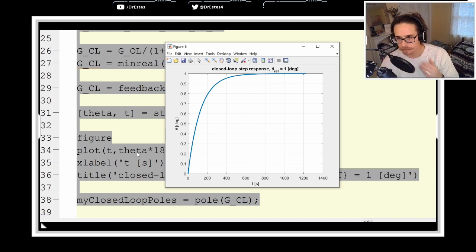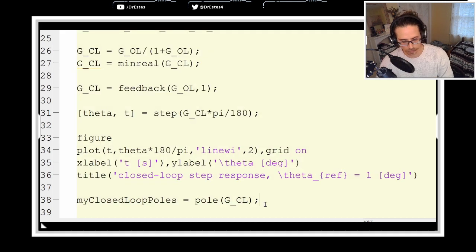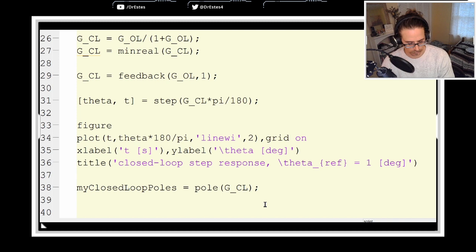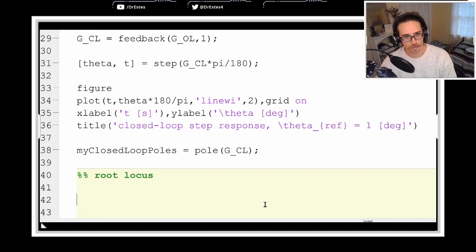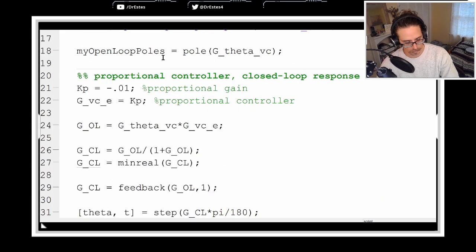Good gravy. I thought for sure this was going to be unstable for all gains. Okay, wait, let's make the root locus. This is off the cuff, guys. I'm surprised by what happened. I thought I made the root locus earlier and I thought it wasn't possible. Oh, but it was because I had the wrong sign. Oh my goodness. Okay, hold on.